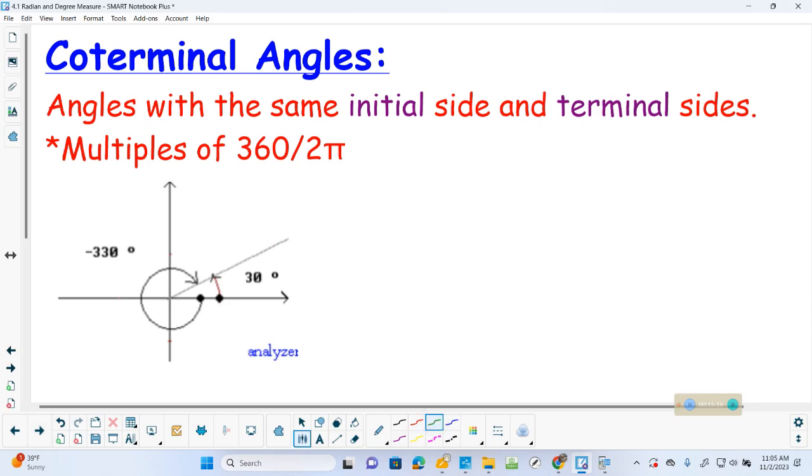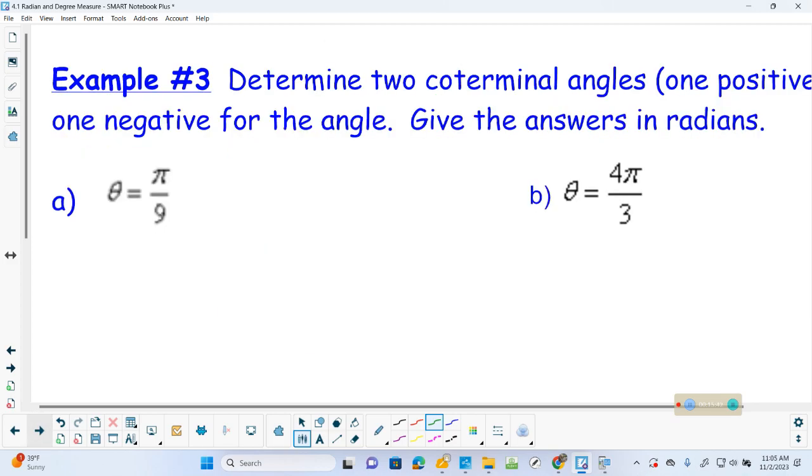So of course, coterminal angles have the same initial side, same terminal side. So you're landing in the same location, you're just maybe taking a different route to get to it. And of course, like that 7 pi, I could have taken off 2 pi a handful of times to end up just at pi. So, determine 2 coterminal angles, one positive, one negative. Give the answers in radians. Okay, all right. So, start with my angle. I'm going to add a complete revolution.